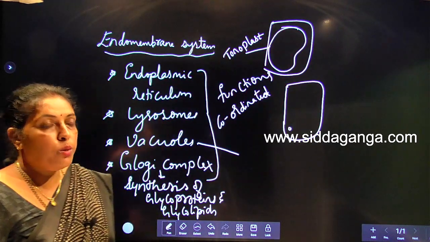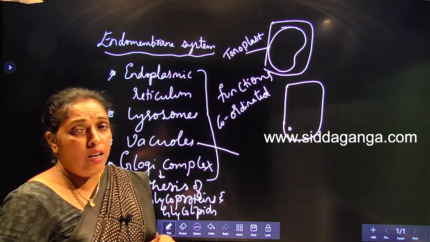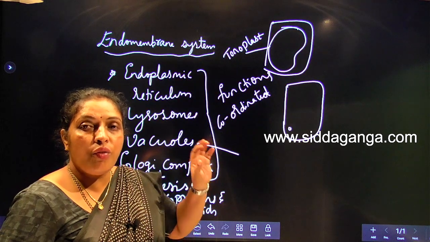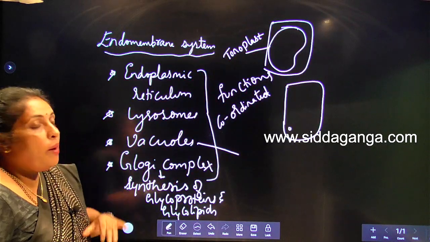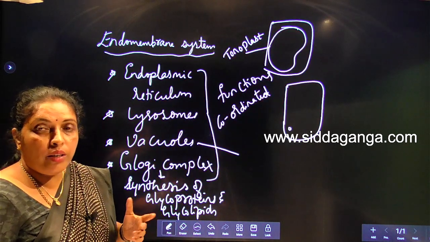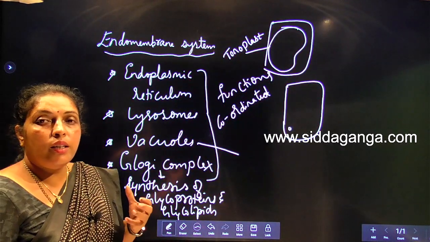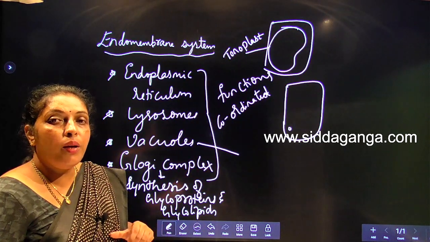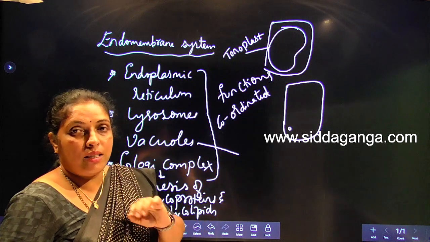Under endomembrane system, we see the four organelles: endoplasmic reticulum, lysosomes, vacuoles, and Golgi complex. Why do they all come under one system? Because the functions of each are coordinated. Among these, endoplasmic reticulum is seen in both plant cells and animal cells, which is again divided into two types: smooth endoplasmic reticulum and rough endoplasmic reticulum. Rough endoplasmic reticulum has ribosomes on its surface, so it helps in protein synthesis. Smooth endoplasmic reticulum does not have ribosomes on its surface and it is mainly involved in lipid synthesis.